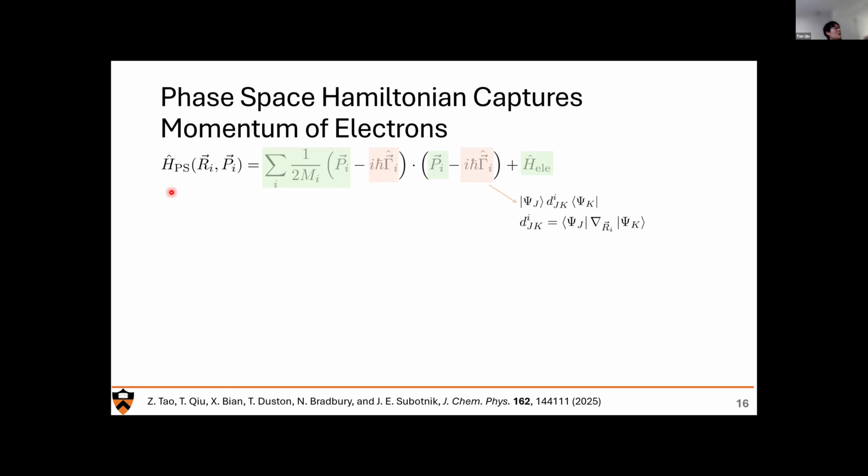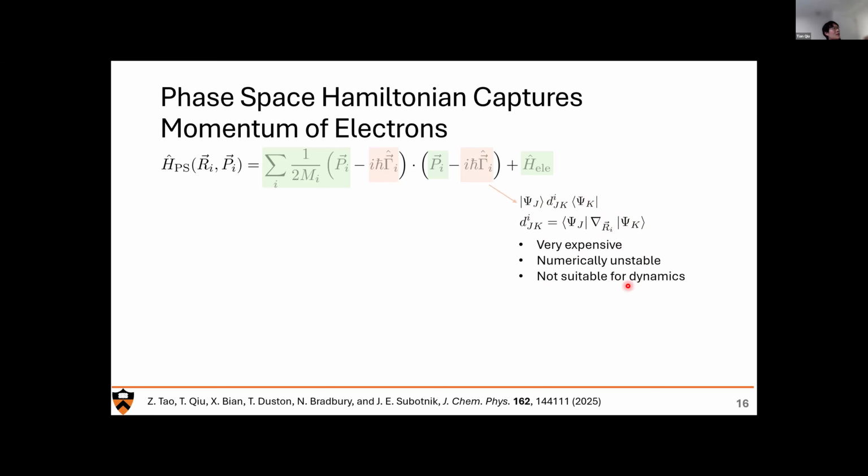While such a phase-space Hamiltonian indeed assigns momentum to the electron and makes the total momentum of electron plus nuclear conserved, you can see there are a lot of issues, because we need excited state information that can be very expensive to compute. We also need to compute the gradient of excited states, which is numerically very unstable, and together this would make it not suitable for dynamic simulations.